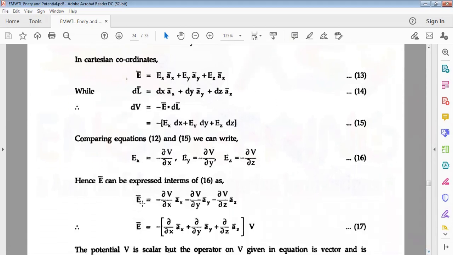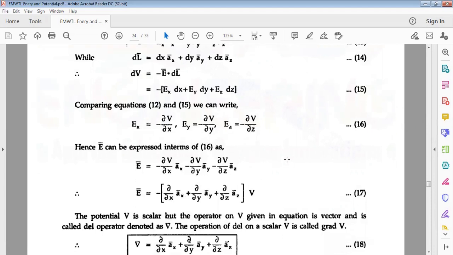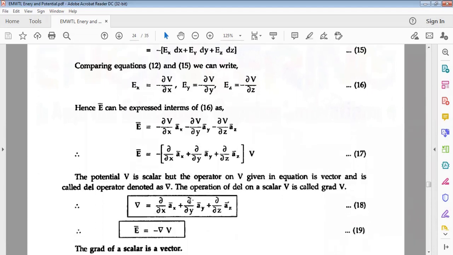So E bar is equal to, substituting Ex with this function, minus dou V by dou x into Ax, minus dou V by dou y, and minus dou V by dou z. Taking V as common here, E bar is equal to minus dou by dou x of Ax bar, dou by dou y of Ay bar, and dou by dou z of Az bar, into V. The operator acting on V is del. The potential V is a scalar, but the operator on V given in the equation is a vector, called the del operator, denoted by del, or also called grad V. E bar is equal to minus del V.